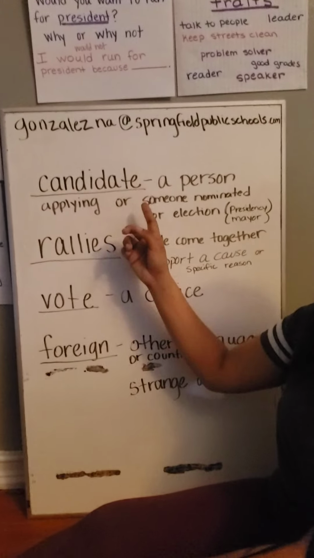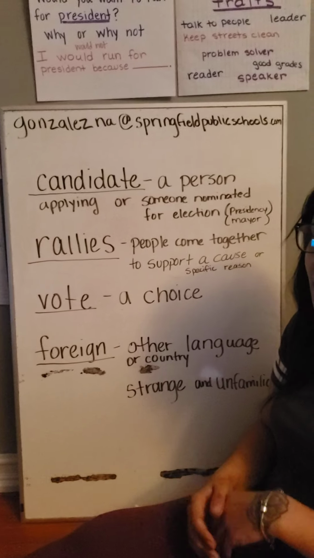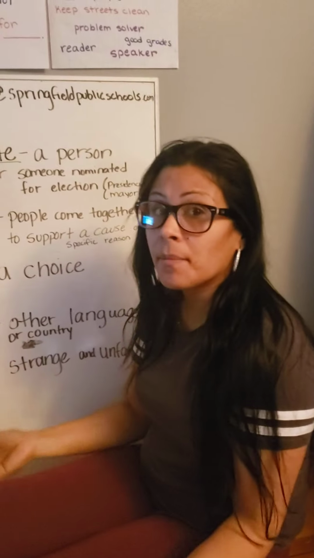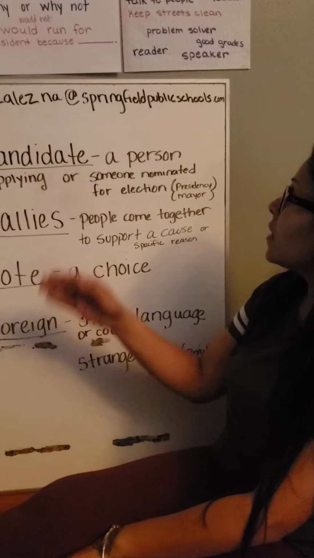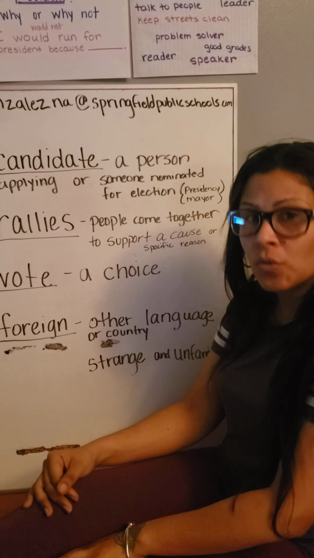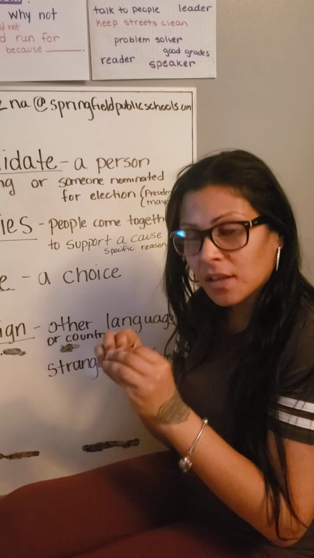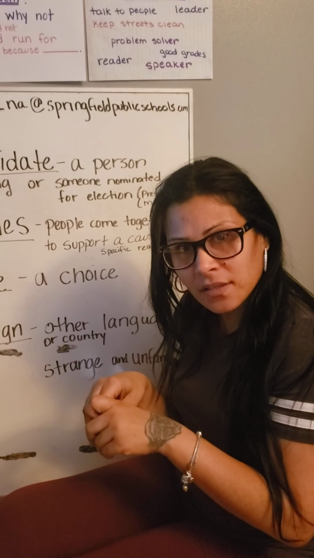So we have the word candidate. A candidate is a person applying for something. A candidate can be a person applying for a job. Also, a candidate is someone who is nominated for an election. So those people that are trying to be president or that are fighting to be president, those are candidates.